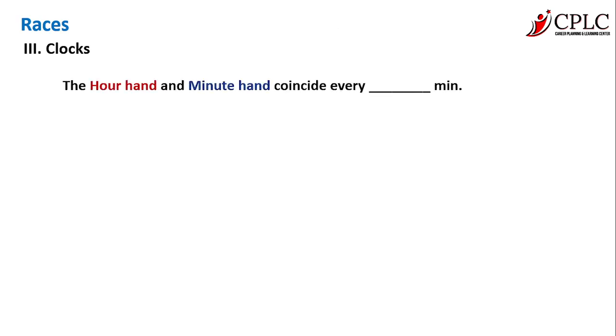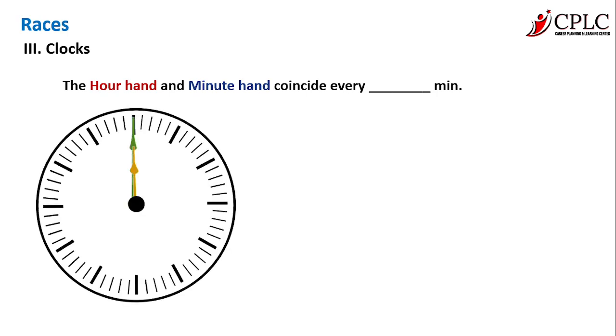Now, the general timing. So for example, the hour hand and the minute hand coincide every how many minutes? Obviously they will keep meeting each other again and again, and there is a fixed interval in which they keep meeting each other. So you have to calculate that.